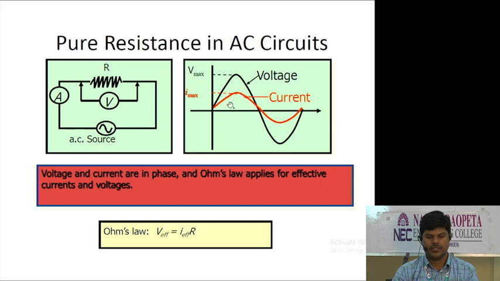Here it starts at 0, exactly at this point they reach positive max, exactly at this point they reach 0, exactly at this point they reach negative max, and here it's 0 again. So these coincide. In this case we can say the voltage and current are in phase. As per Ohm's law, the effective voltage is nothing but the effective current times the resistance, because resistance is a scalar quantity while voltage and current are vector quantities. Voltage and current are in phase.